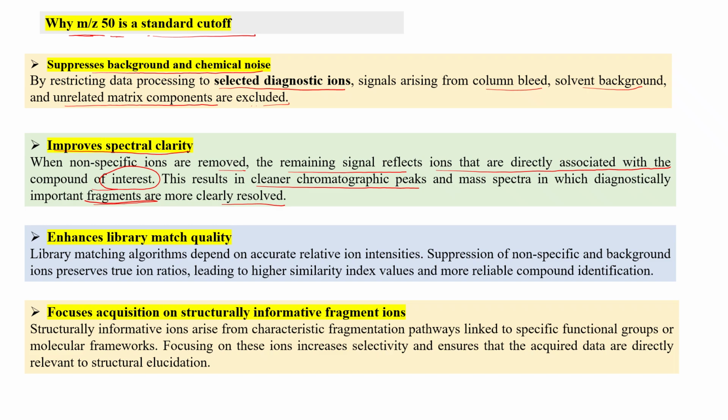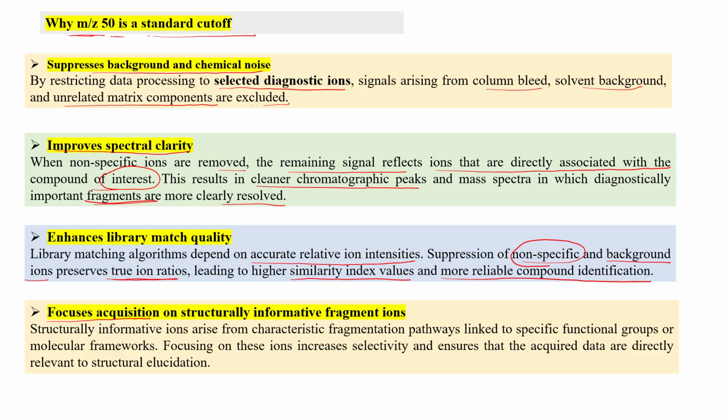It enhances library match quality. Library matching algorithms depend on accurate relative ion intensities. So suppression of non-specific and background ions preserves true ion ratios, leading to higher similarity index values and more reliable compound identification. Why? Because non-specific and background ions have been suppressed.